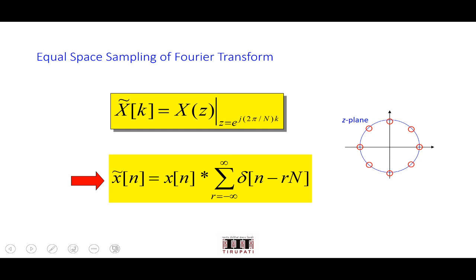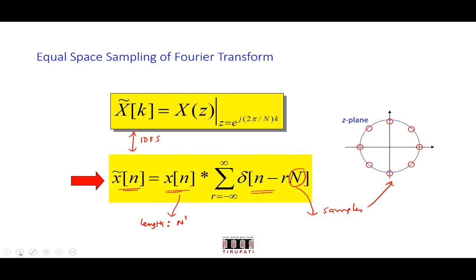Then for this x tilde of k, if you compute the inverse DFS of it, that would give you x tilde of n. What we found out is this convolution with an impulse train. I'm sure you all remember it from sampling. This will place copies at all integer multiples of capital N. So I again remind you of the question with which we started. Suppose your signal x of n is of length N prime. Now you have taken capital N samples at uniform distance on the unit circle. Then what is the implication of that is what we are going to study here.